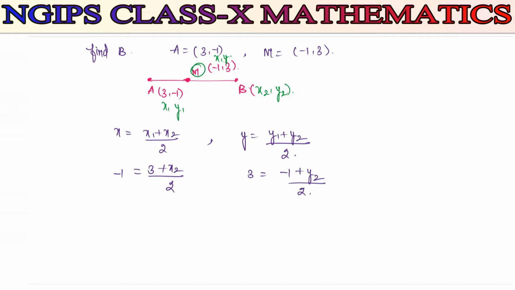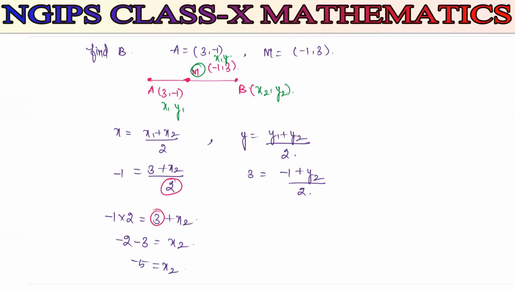When you shift this 2 to the opposite side, division becomes multiplication. So -1 into 2 is equal to 3 plus x2. -1 into 2 is -2. When you shift this 3 to the opposite side, it becomes -3 is equal to x2. Minus 2 minus 3 is minus 5, so -5 is equal to x2.